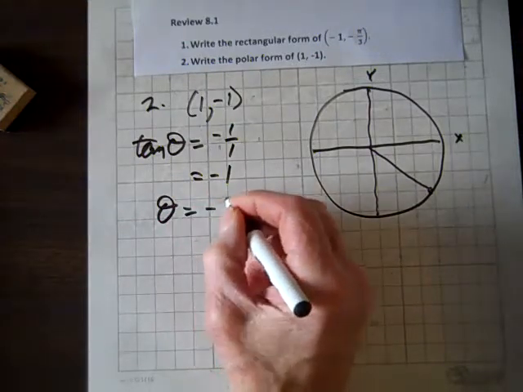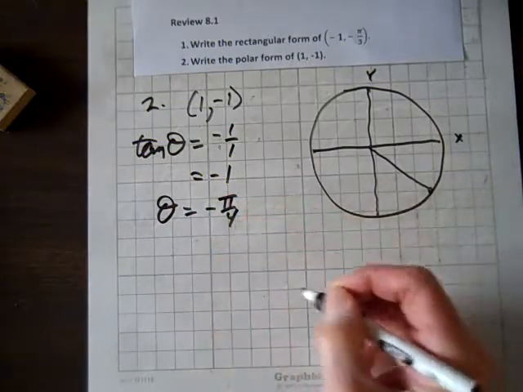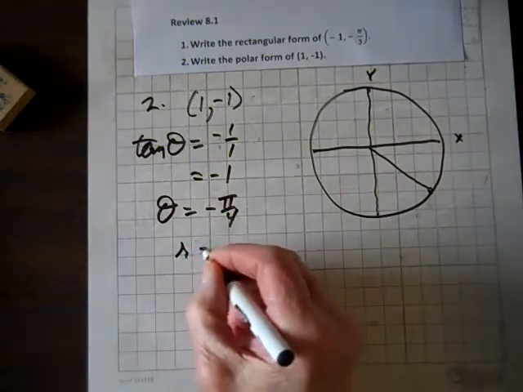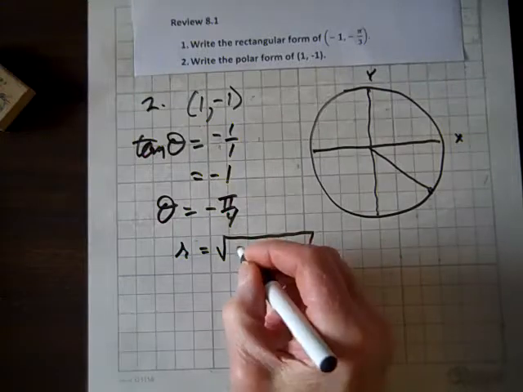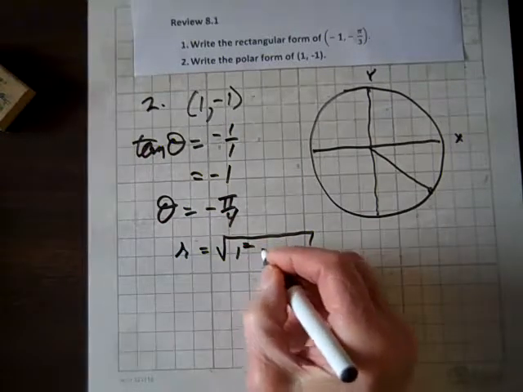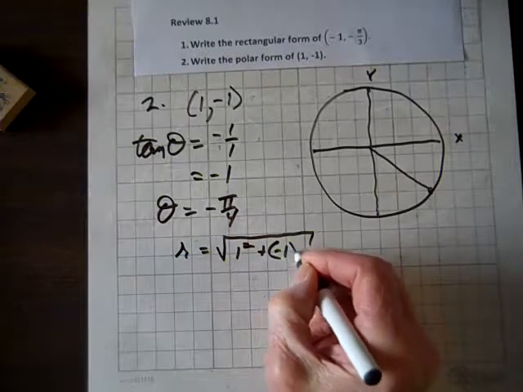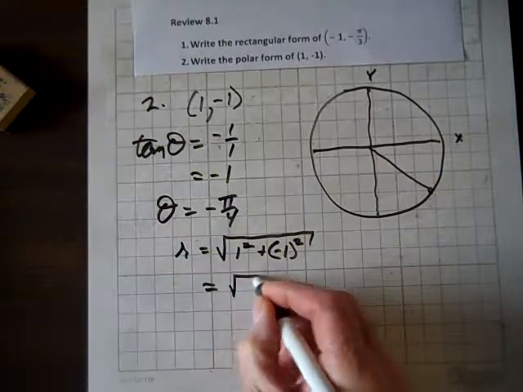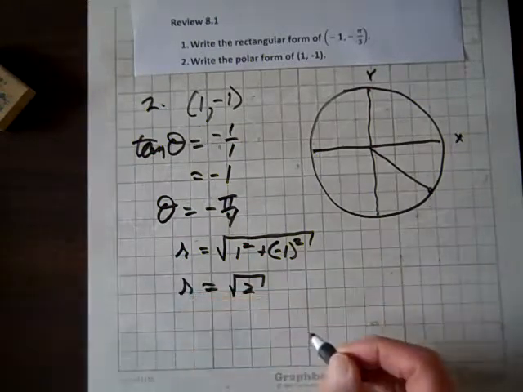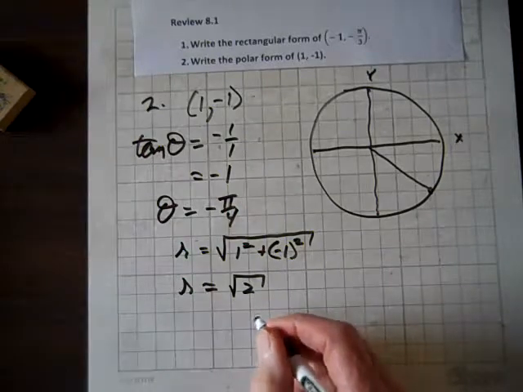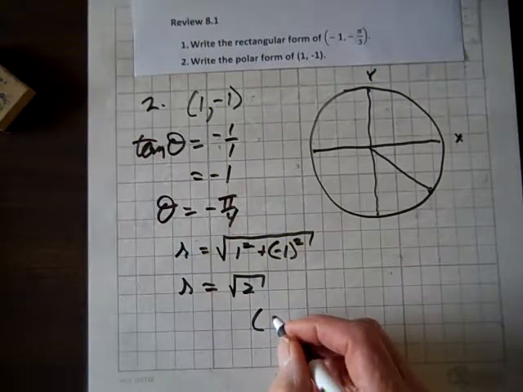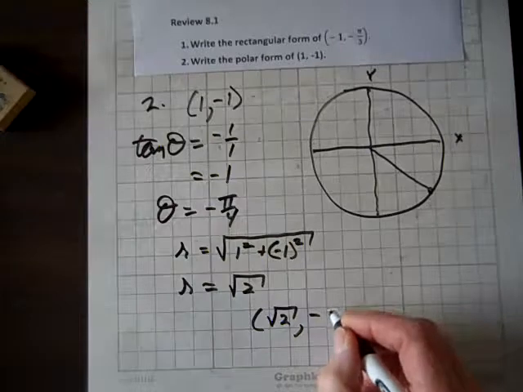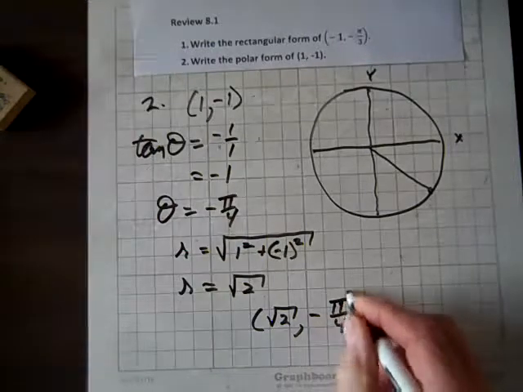of -1, which is -pi/4. So now we know what theta is. All we have to do is find the radius, and the radius equals the square root of 1 squared plus (-1) squared, and that's going to be 1 plus 1, which is the square root of 2. So our radius equals the square root of 2. That means that we get the polar coordinates (√2, -pi/4), and we're done.